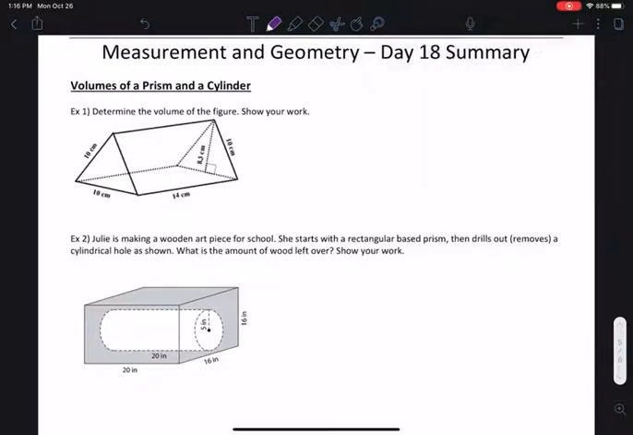So we're looking at day 18 of geometry and measurement, which was volumes of different shapes. Really we just need to use our formula sheet to do these questions. So the very first one, we're doing the volume of a triangular prism.